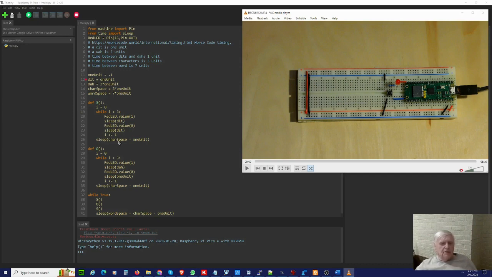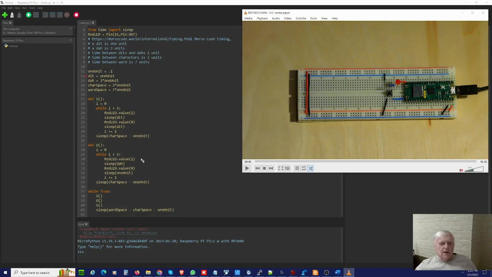I want to do a character space. Well, I've already done 1 DIT, so I want to subtract 1 dit from the time between characters. And then for the O, it's essentially a repeat of that, except the timing reflects that we're doing DAWs instead of dits. And in the main loop, we do an S, an O, and an S. We sleep for the word space minus the 2 pauses that we've already done. And we just repeat this over and over again. So we do an SOS, pause, SOS, pause, SOS, pause.